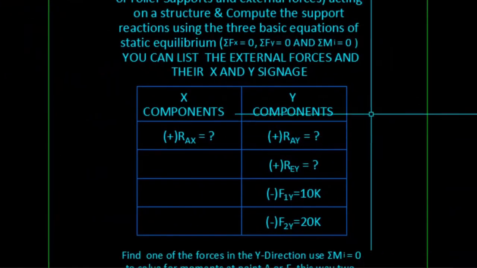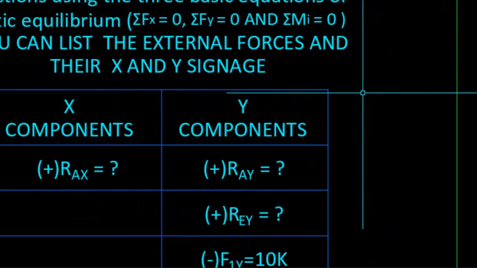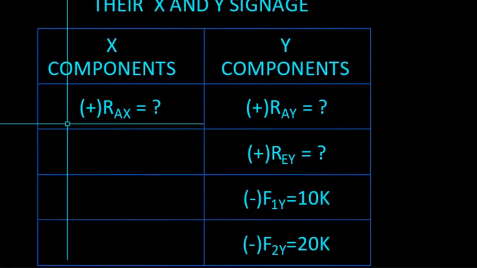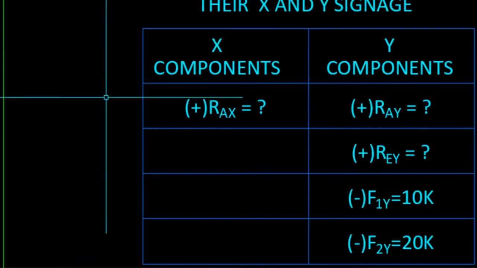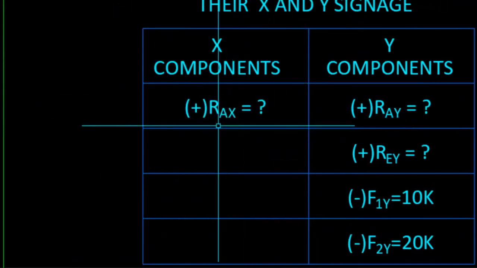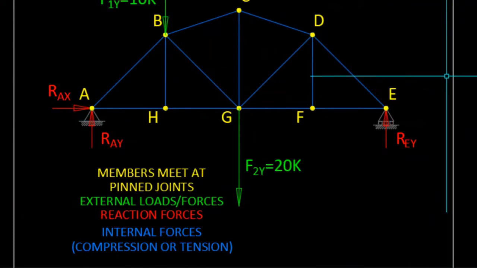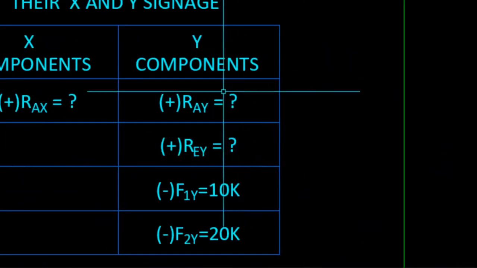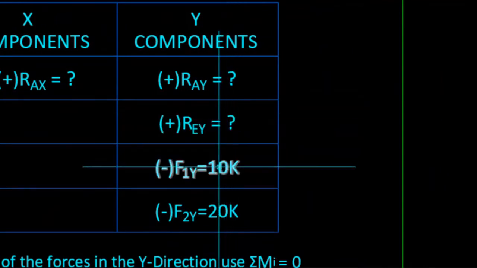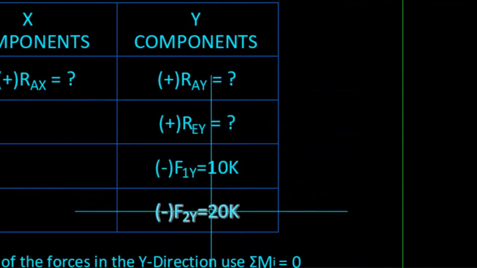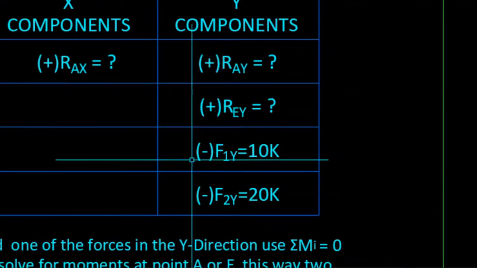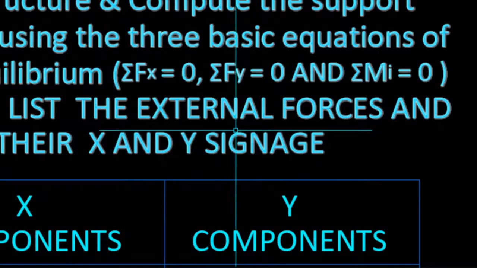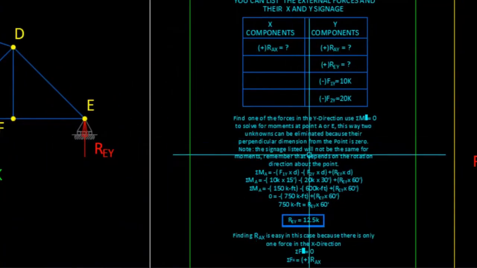To make this problem a little easier, you can list the external forces and their x and y signage. For example, we have here the x component, which is RAX. In this case, it is the only component that is in the x direction. And then we have all our y components, RAY, REY, F1y, and F2y. And we've also included the positive or negative signage per the direction of the x and y directions.